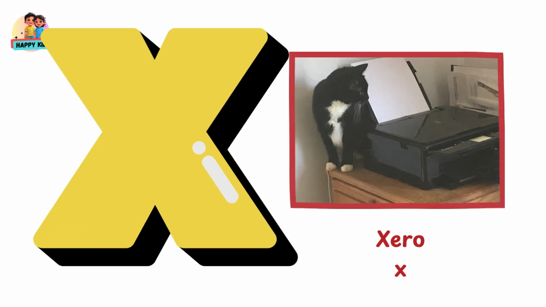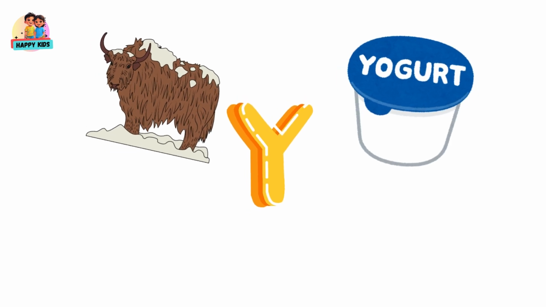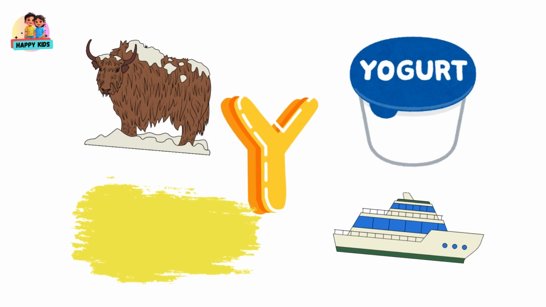This is Y. Y is for yak. Y is for yogurt. Y is for yellow. Y is for yacht.